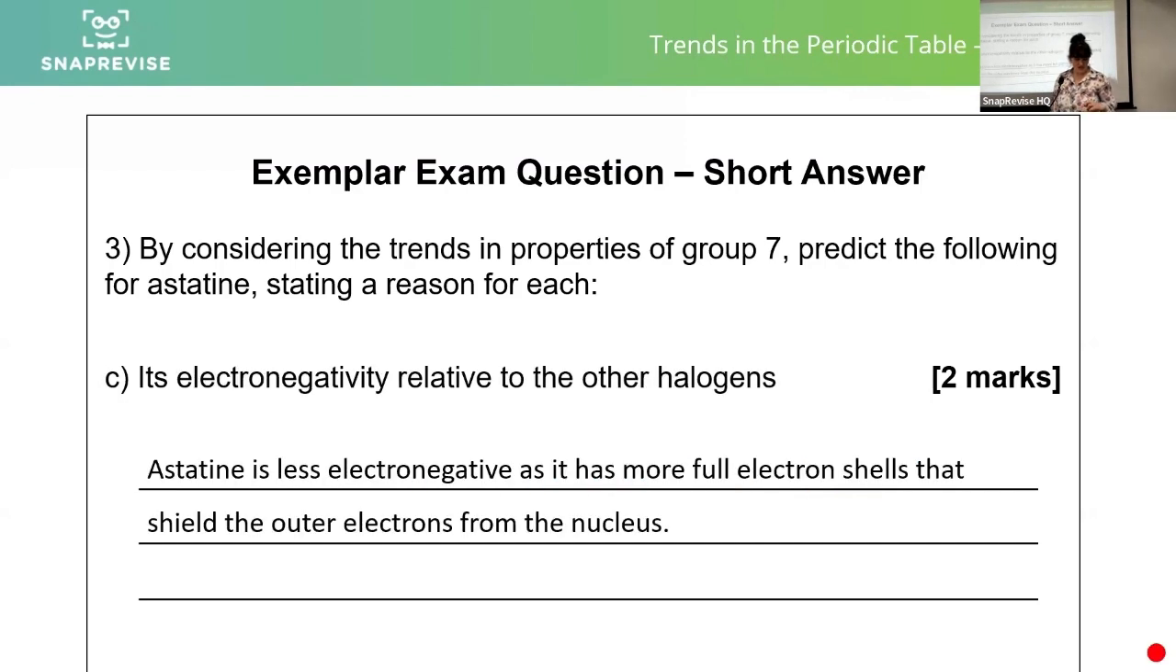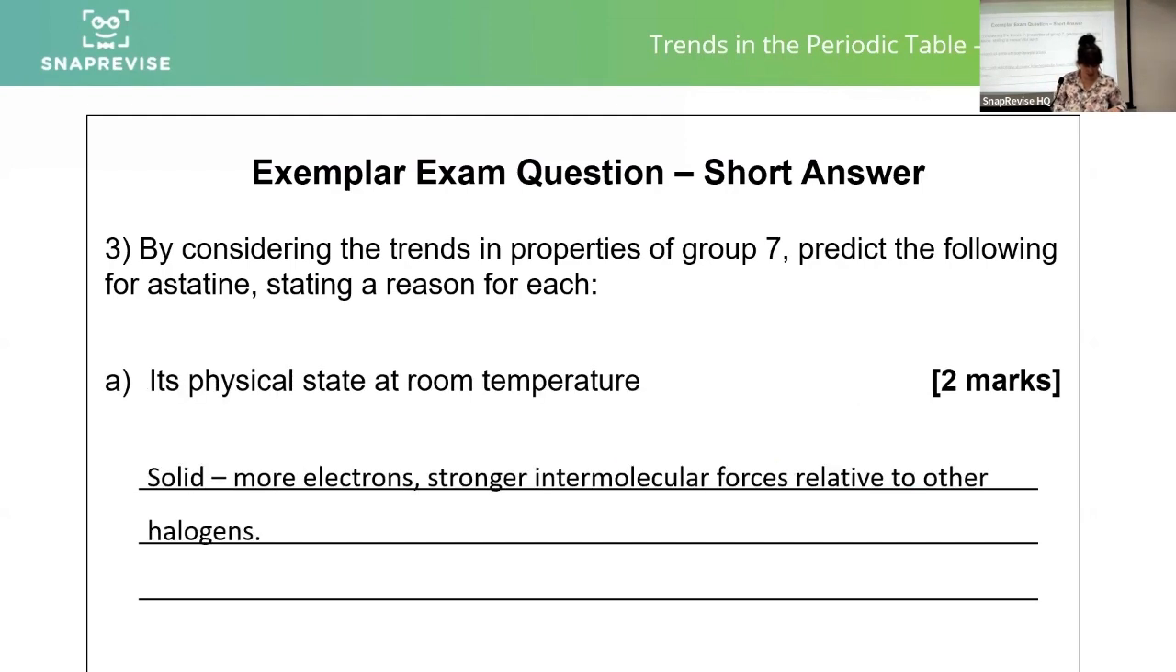Part C as well, then, explain its electronegativity. Well, again, we know the trend is decreasing electronegativity as you go down the group because fluorine is our most electronegative element. So it must be less electronegative. Why? What's going to affect its ability to attract an electron in a bond? Well, if it's miles away, it's not going to be able to attract it very strongly. The attraction between the nucleus and the outer electrons is going to be very weak because of the added electron shells. So astatine is less electronegative as it has more full electron shells that shield the outer electrons from the nucleus.